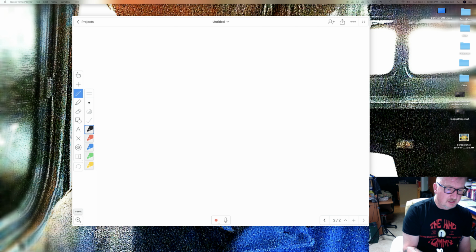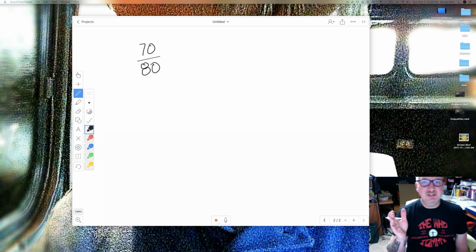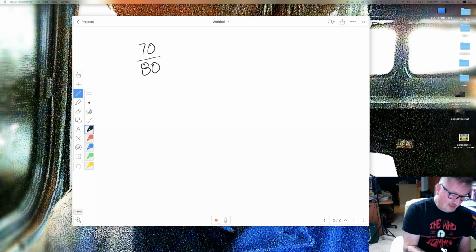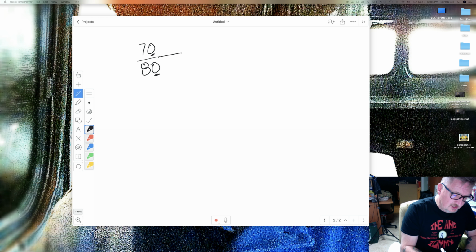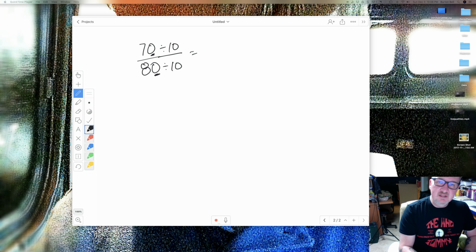Next one is 70 over 80. Sometimes we can look at these and tell a number that we can divide by. I see this 0 and this 0. That tells me I can divide both of those by 10. So I'm going to divide by 10. 70 divided by 10 is 7. 80 divided by 10 is 8.